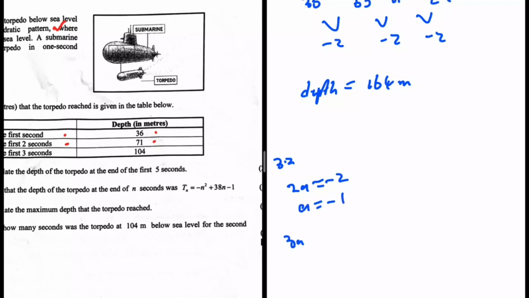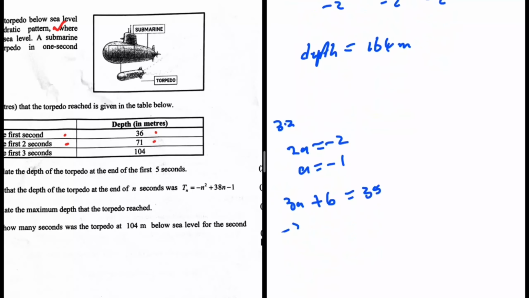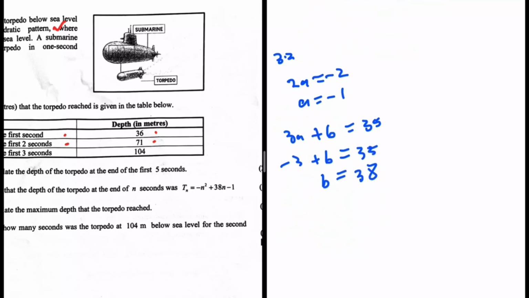And then 3a plus b is equal to t2 minus t1, which is 35. So we have minus 3 plus b equals 35, so b is equal to 38. And then a plus b plus c will be equal to t1.